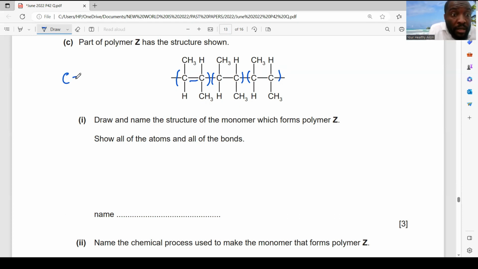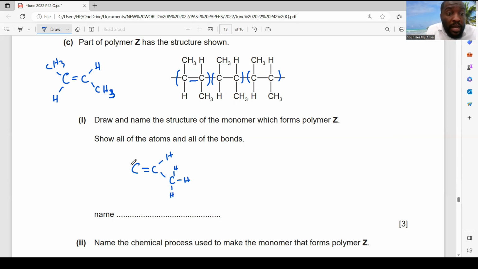I can come here and draw the monomer. So of course, the monomer becomes an unsaturated hydrocarbon. And we have that. That's it. But the question says, show all of the atoms and all of the bonds. So I'm going to repeat that structure. So I'm going to draw now. I don't know why they asked that, but they just want you to be focused.